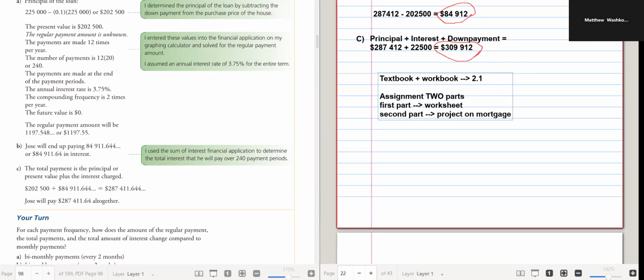So it's a little bit different. It's not, hey, just answer these questions in the workbook. Instead, this time you're going to have something with a little bit more real world practicality, something that most adults have to do. So, all right, I'll let you guys get into that. If you have any questions or concerns, please reach out to me.